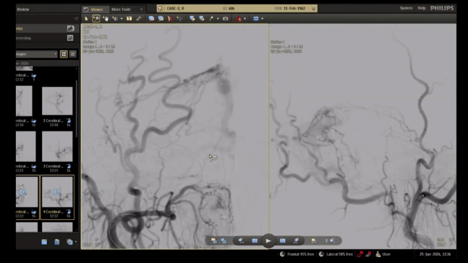The same territory. But at this point I think we should place two sheaths. We need to place 6 French sheaths on the left side. We have 2 guidings now, Neuromax and inside Hyperion 6 French. We will take Neuromax to the right external carotid territory to go to the occipital branches.